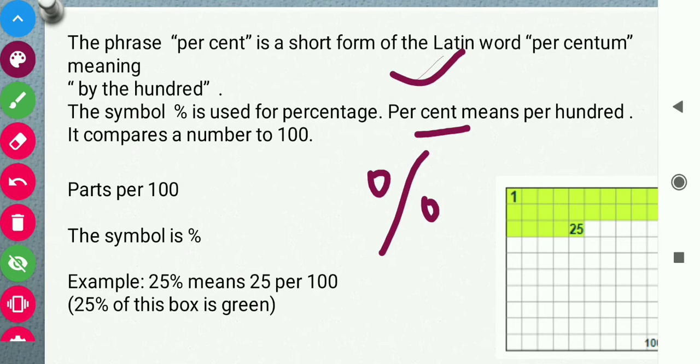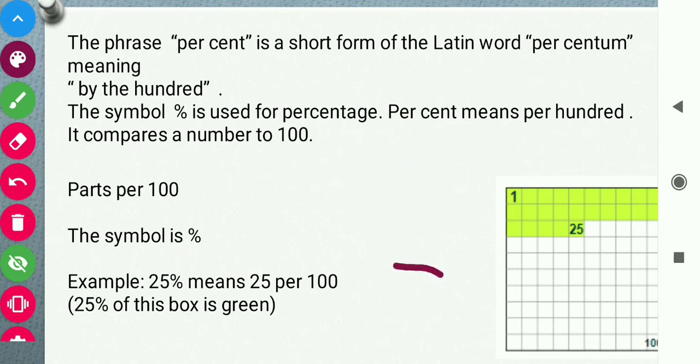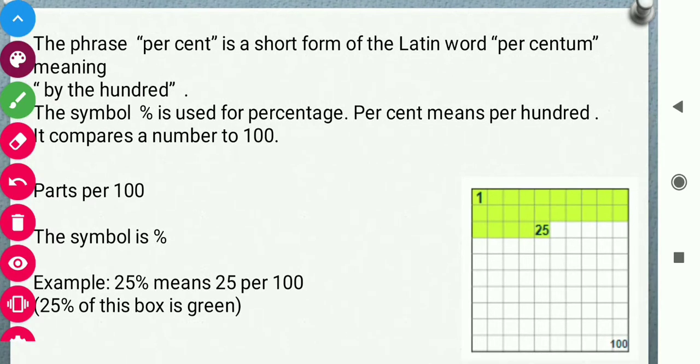Like we have here, if I am seeing this is 100, these total are the 100 boxes. So I am saying parts per 100. For example, if I am saying 25%, it means 25 per 100. That is, out of these boxes, 25 boxes are green here. That means the shaded portion is 25 out of 100, or for every 100, 25. That is, 25% means 25 per 100.